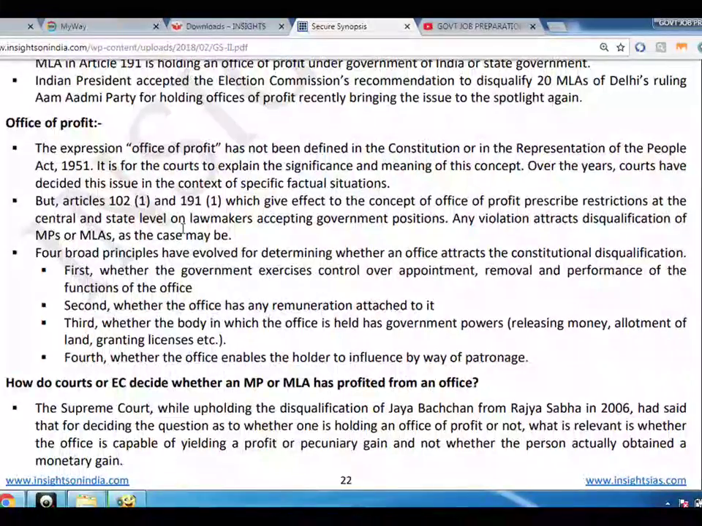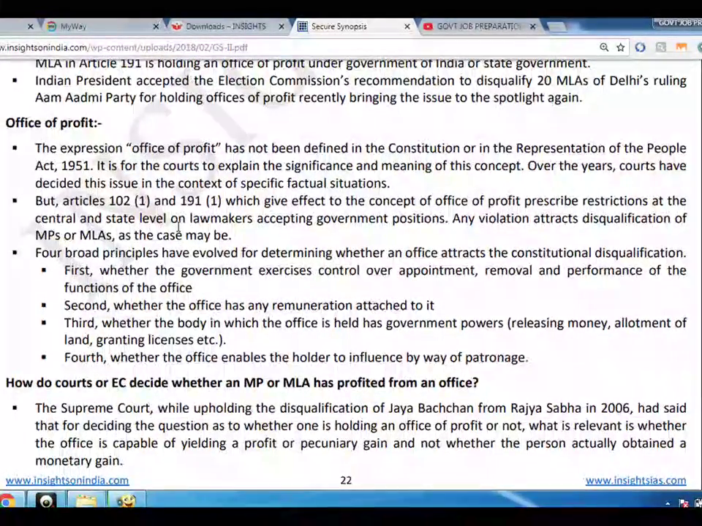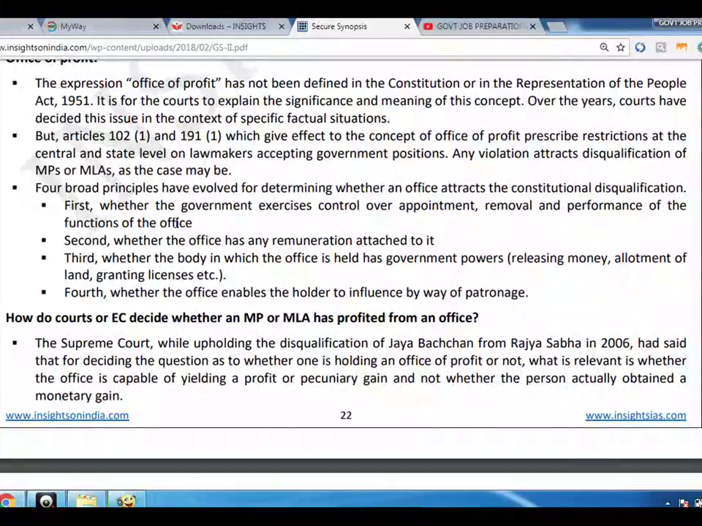Four broad principles have evolved for determining whether an office attracts the constitutional disqualification. First, whether the government exercises control over appointment, removal and performance of the functions of the office. Second, whether the office has any remuneration attached to it. Third, whether the body in which the office is held has government powers, such as releasing money, allotment of land, granting licenses, etc. Fourth, whether the office enables the holder to influence by way of patronage.